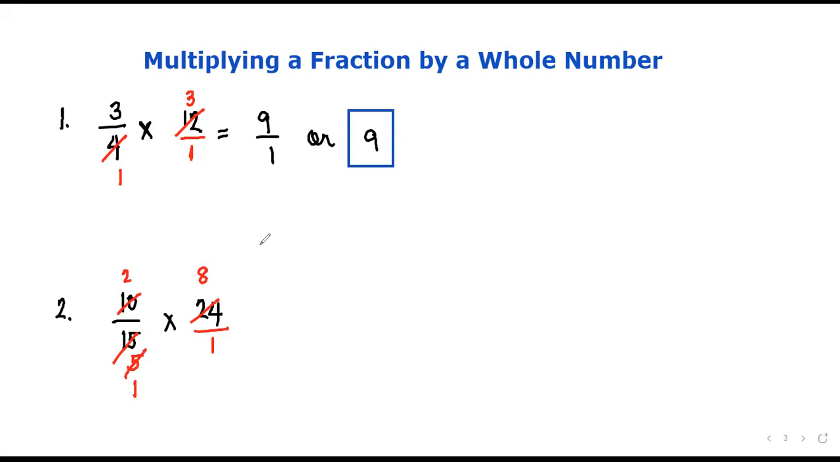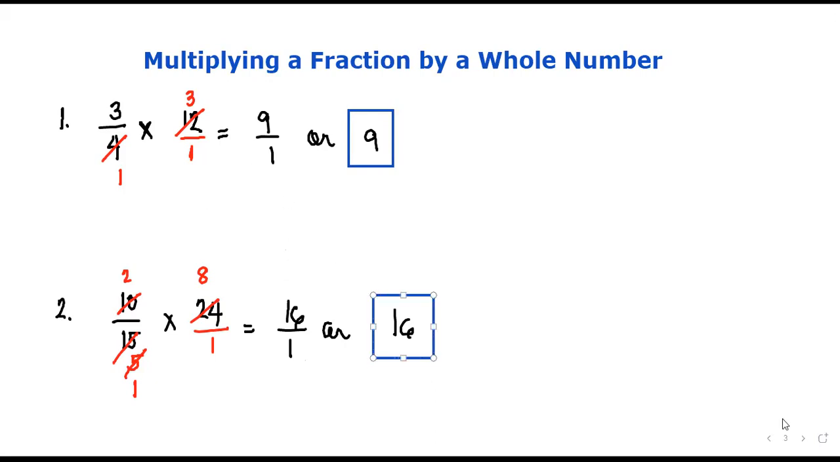And then multiply the ones left. We have 2 times 8, that's 16, and 1 times 1, that's 1. 16 divided by 1 is simply 16. The final answer is a whole number, which is 16. Don't forget to box your final answer.